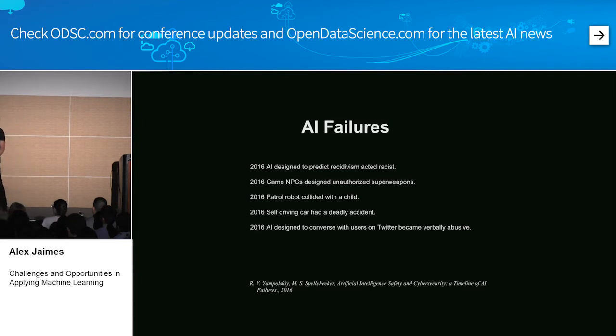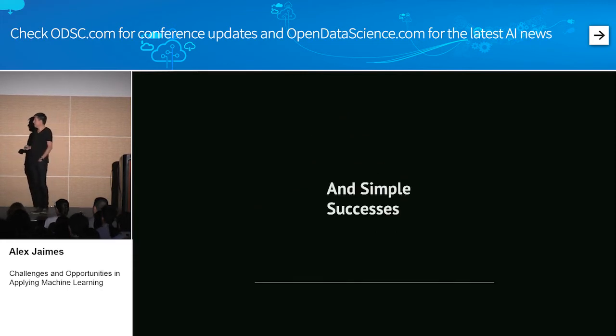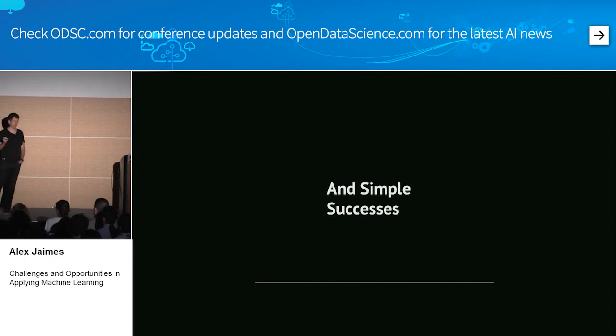2016, an AI designed to predict recidivism acted racist. 2016, game NPC design, unauthorized super weapons. 2016, a patrol robot collided with a child. 2016, there was a self-driving car accident. And then, a more recent one, 2016, an AI designed to converse with users became verbally abusive. So we'll continue to see a lot of that, right? That's kind of coming.